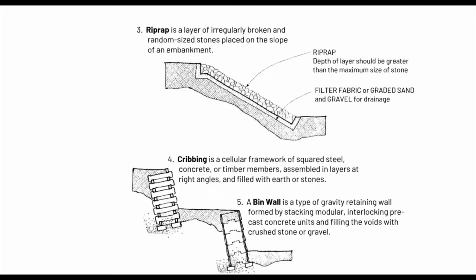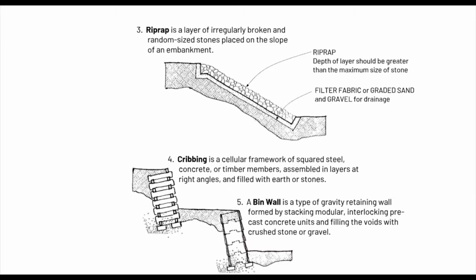Okay, next slide. Riprap is a layer of irregularly broken and random sized stones placed on the slope of an embankment. So you're familiar with this. Going to Baguio, you see a lot of riprap walls. Under that riprap, there's gonna be a filter fabric or graded sand and gravel that will provide the drainage for the slope surface. Number four, cribbing.